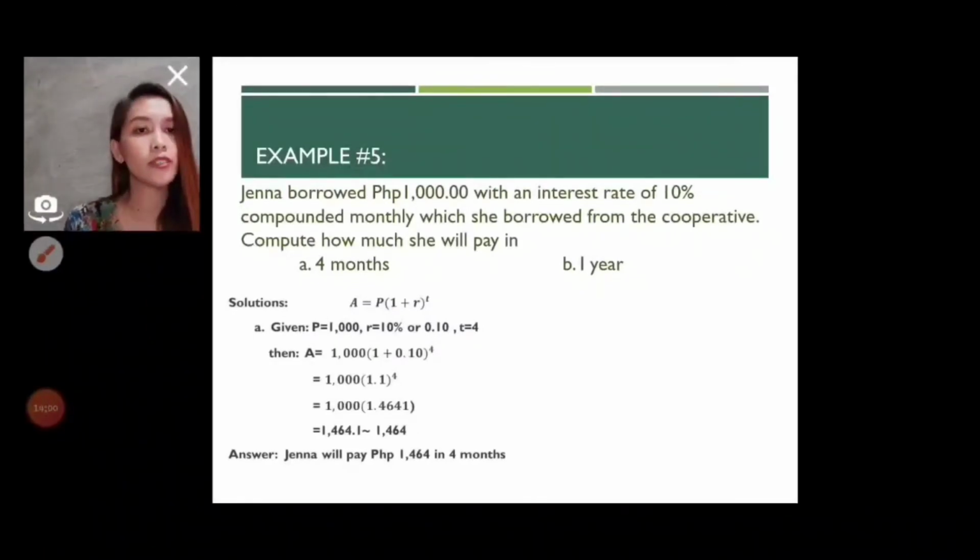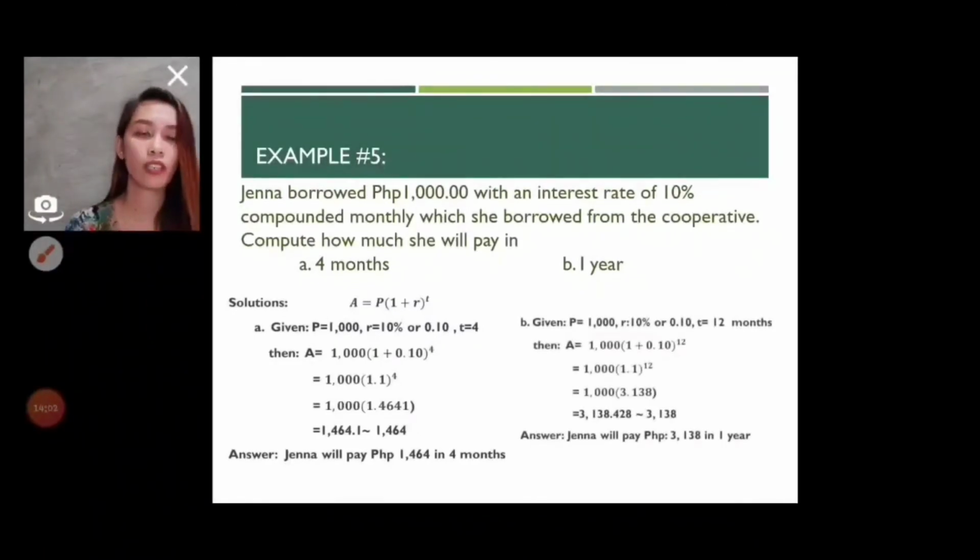Now, how about in 1 year? Your given there is the same. The principal is 1,000, and your rate is 10% or 0.10. Then your time is different, which is 12 months, equivalent to 1 year, since it is compounded monthly. If you substitute, that will be A equals 1,000, your principal, multiplied by 1 plus 0.10 to the power of 12.